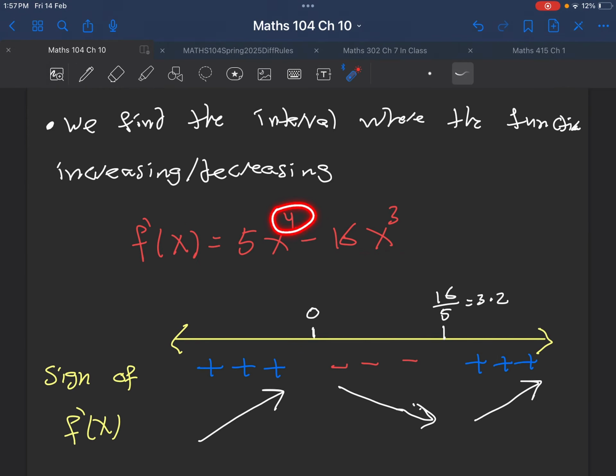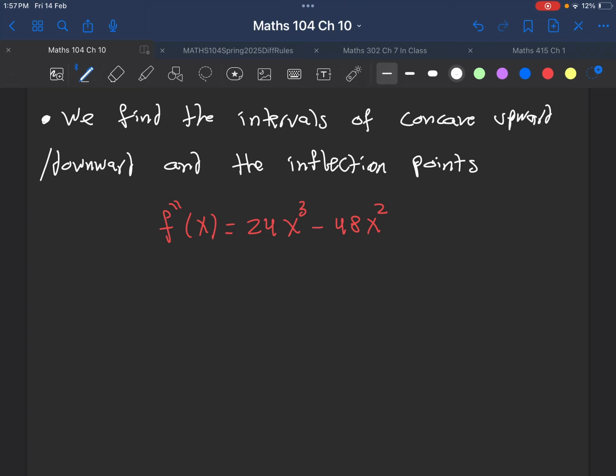Now, how do we find the second derivative? Take 4 down here. It will be 20x cubed minus 48x cubed. So 24x cubed minus 48x squared. What do we need to do with the second derivative? We have two options for it. Either the second derivative does not exist, which is not happening here because we don't have a denominator or any problem with this function.